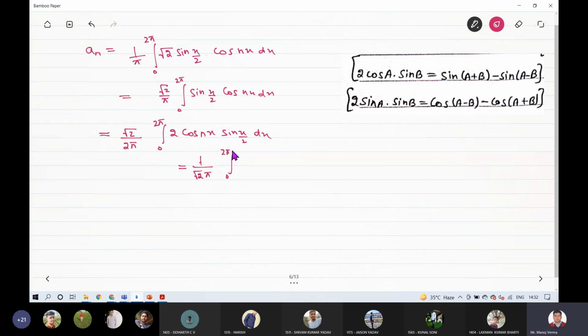And this integral, sin (n plus half) x minus sin (n minus half) x dx. So now this is simpler, and this is a simple term, linear term in sine function. So I can easily integrate this one, 1 over root 2 pi.